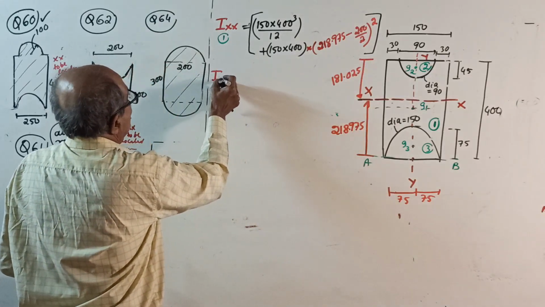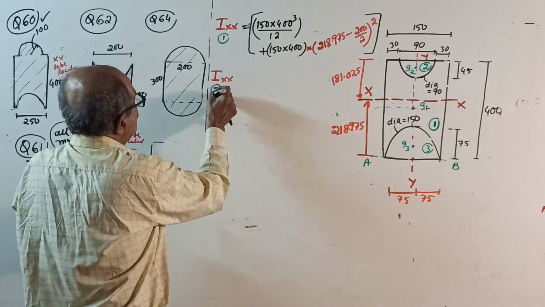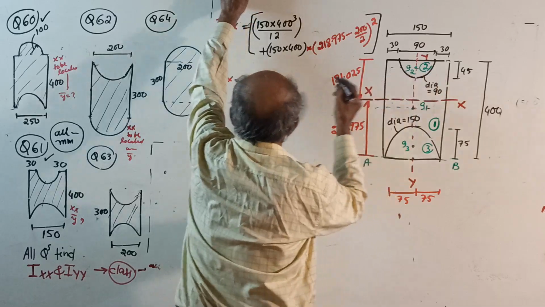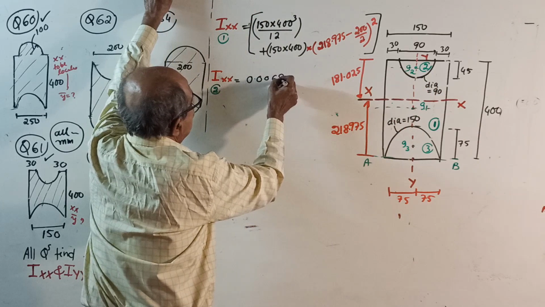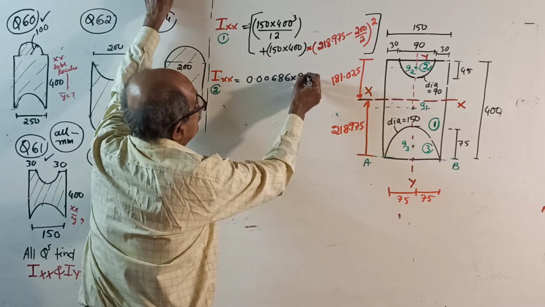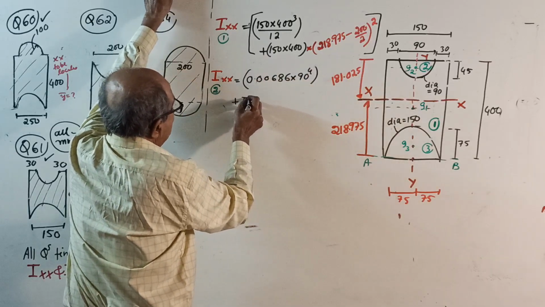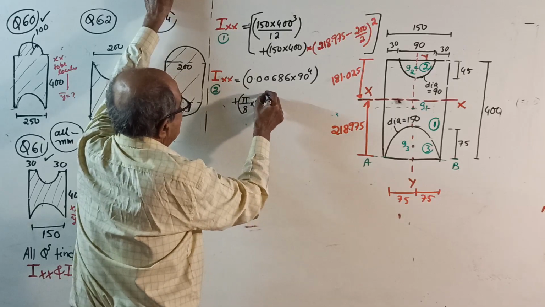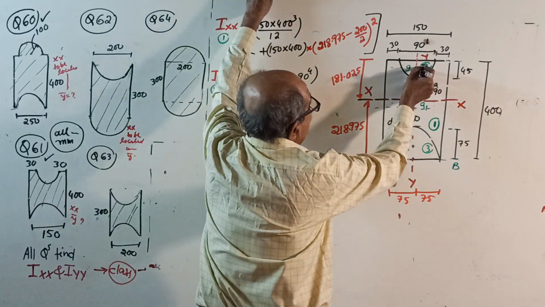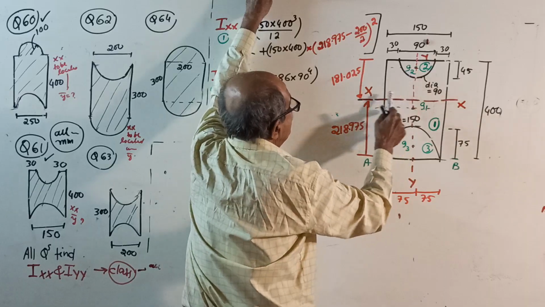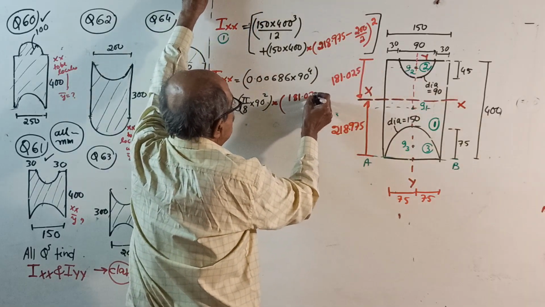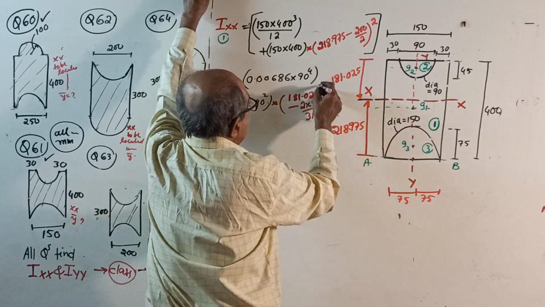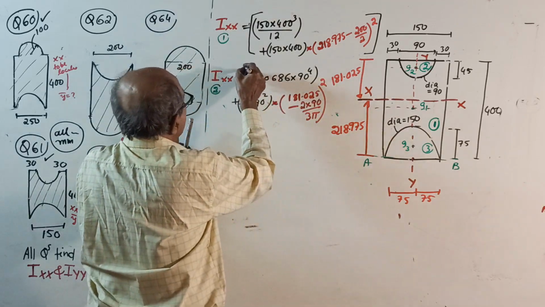Ixx for 2 is, first, I about its own centroidal axis: 0.00686 into diameter power 4, 90 power 4, that is Ig, plus area, pi by 8 of 90 square is the area, into the distance from centroid to xx squared, that is 181.025 minus this distance, which is 2 into diameter divided by 3 pi, whole square. Calculate I about xx for 2.